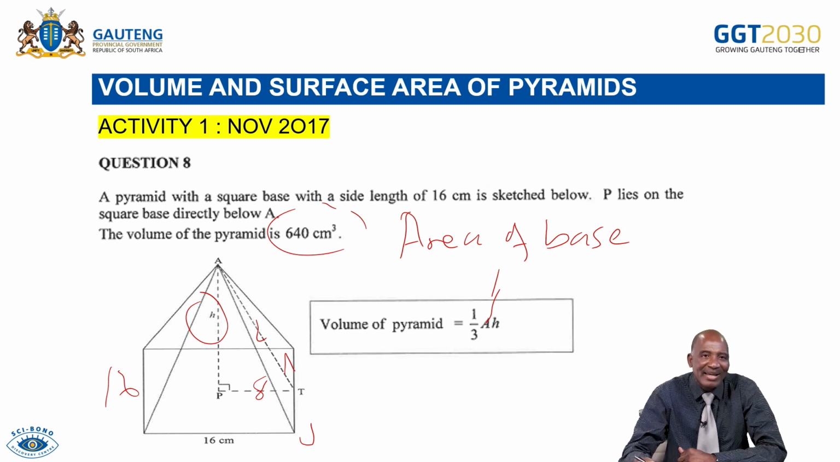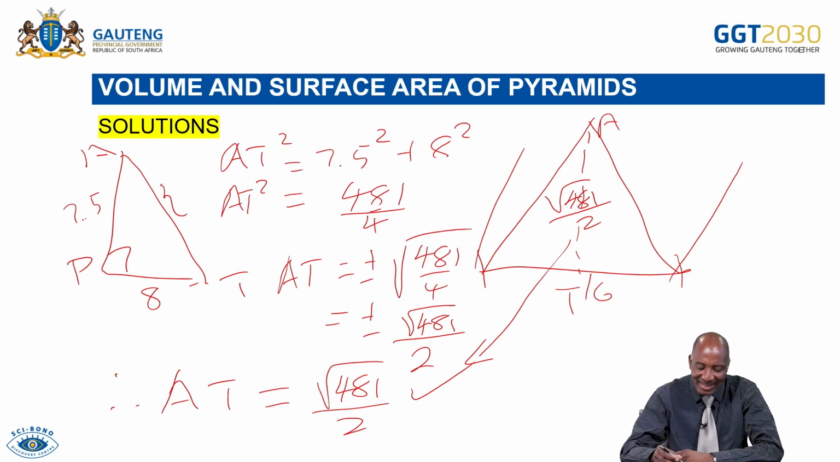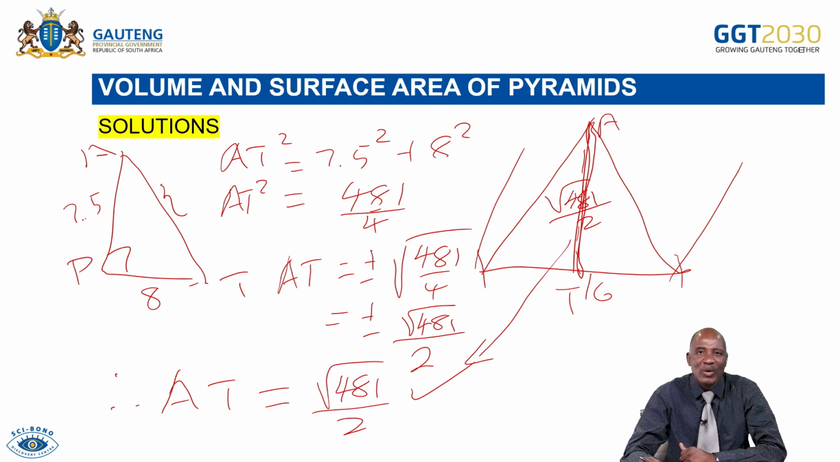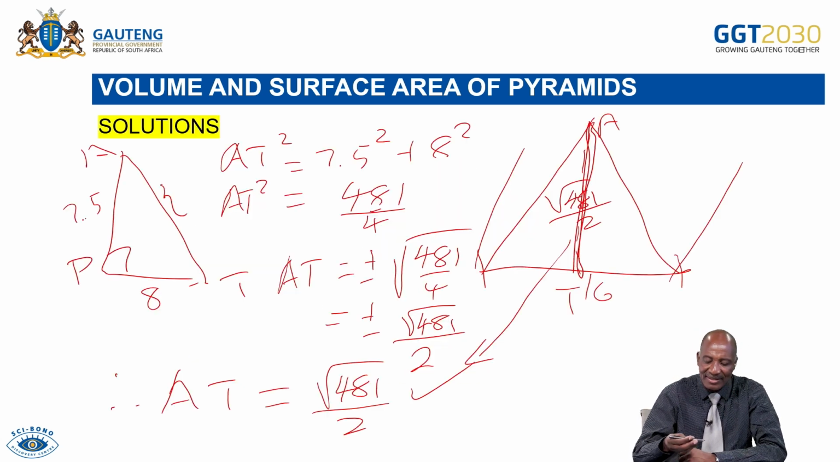So we've applied Pythagoras' theorem to get AT, which happens to be the median of that triangle that has been formed, which is what you see here. This is our AT there, whose height is root 481 over 2. Now that we know the height of that triangle, it means the 4 triangles in that net will have the same height of square root of 481 divided by 2. Then how do we proceed to find the total surface area now?